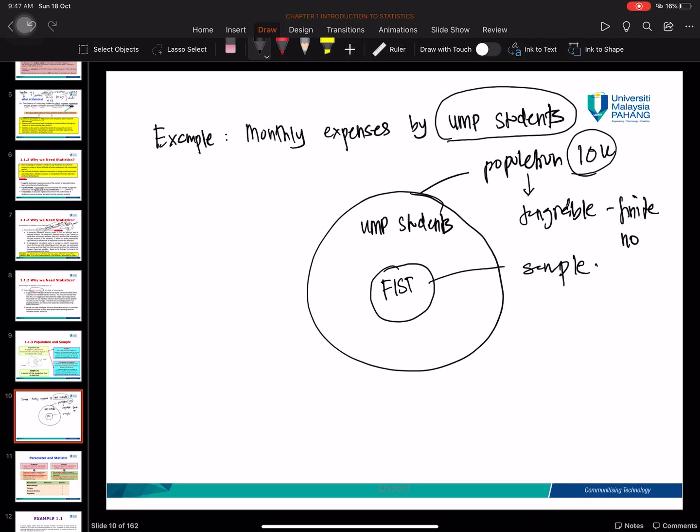Okay, you can have another one, FKKSA for example. So it is also a sample. PSM, Pusat Sains Matematik, also a sample. A part of the population is a sample. Any numerical value that you calculate from population.